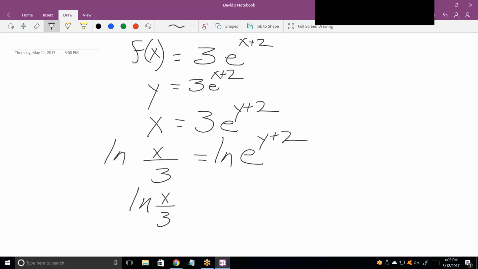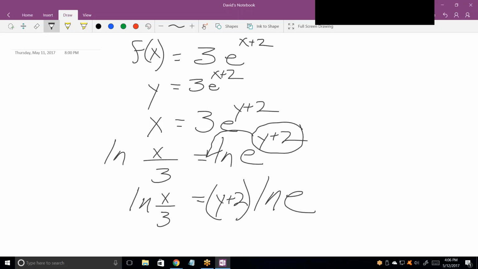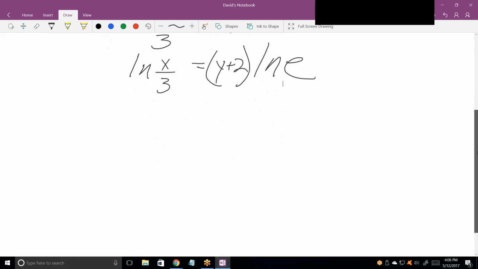That's natural log of x over 3. Now I'm going to bring this exponent down in front of the log. That's a property of logs. I can't do that until I have the equation in terms of logs. And it has to be in parentheses. If you ever have any doubt whether you should use parentheses or not, use them. If you don't need them, it's fine. But if you don't use them and you need them, then you're going to make a mistake.